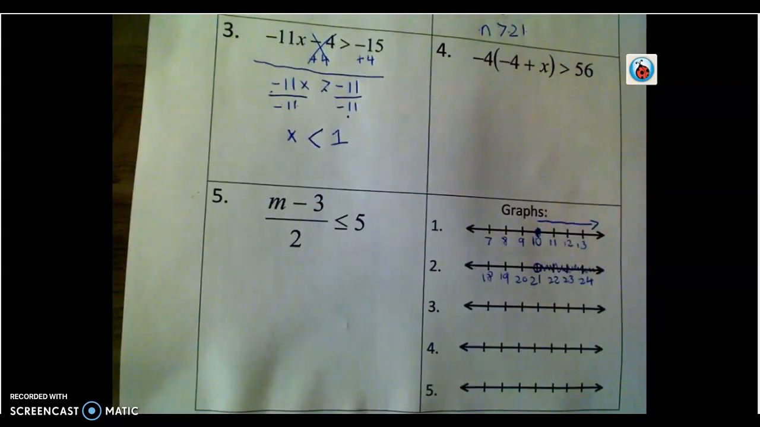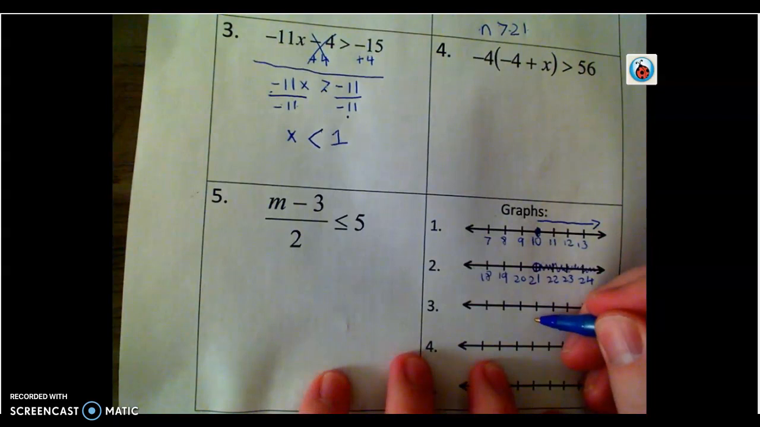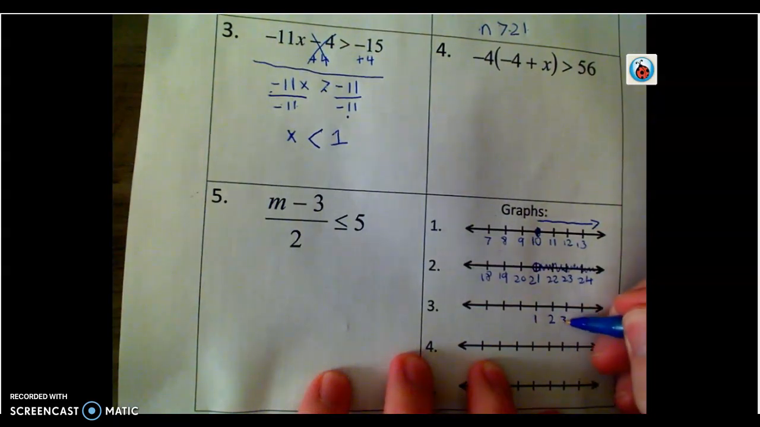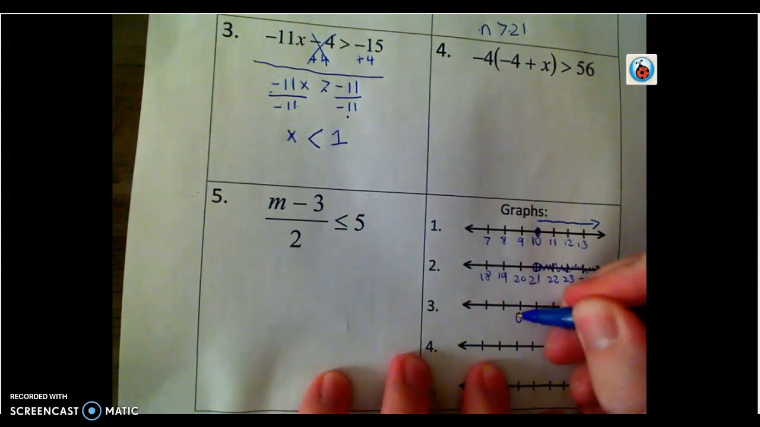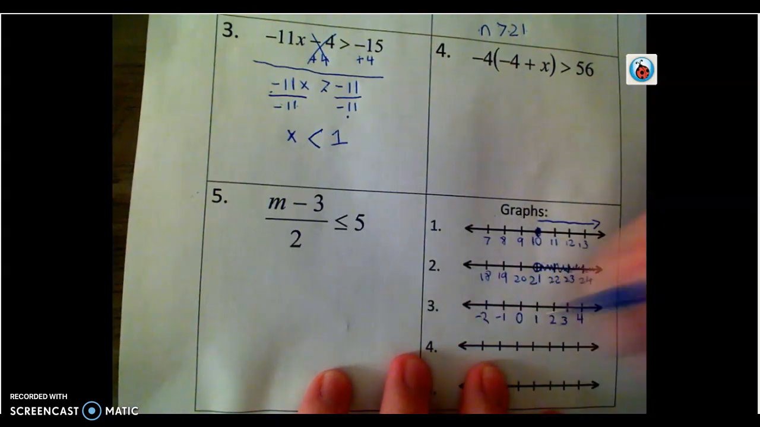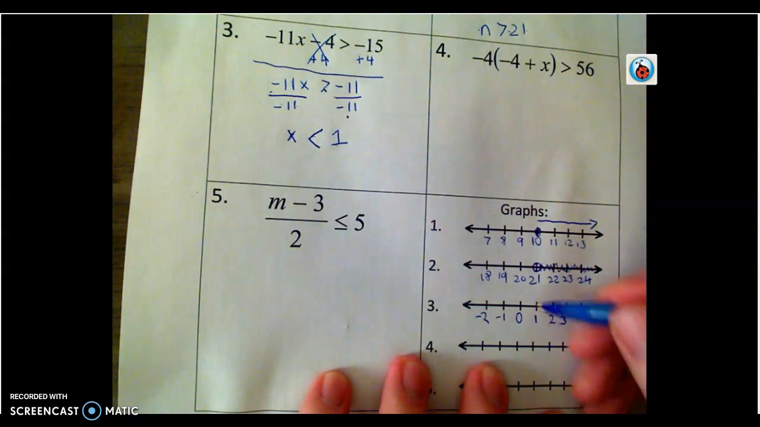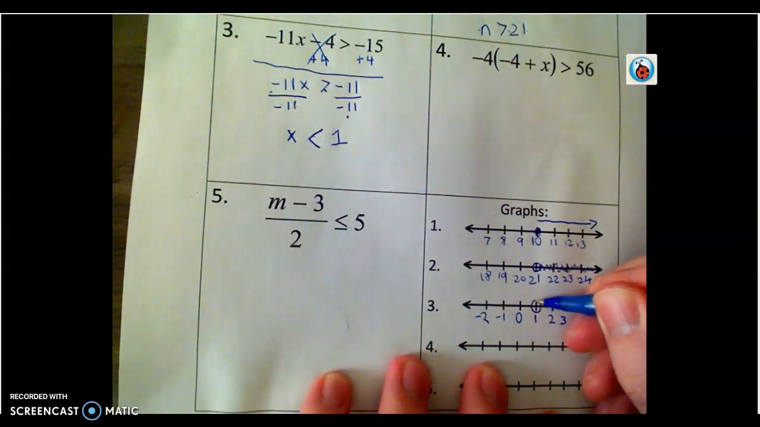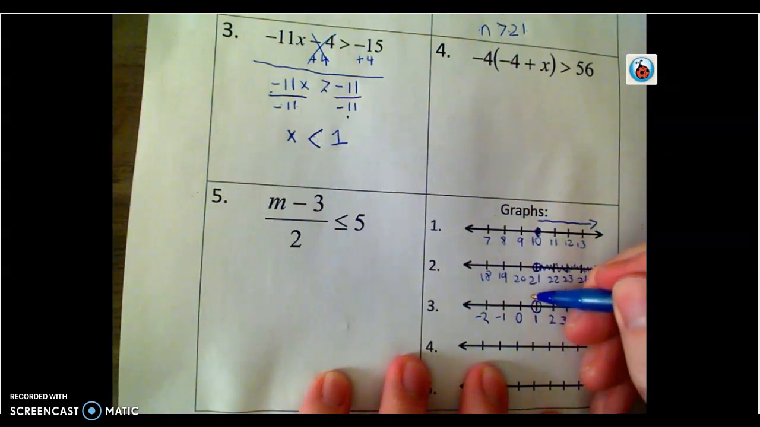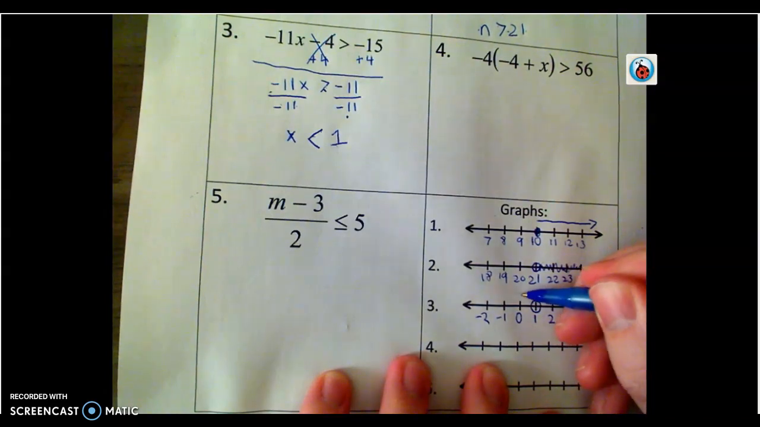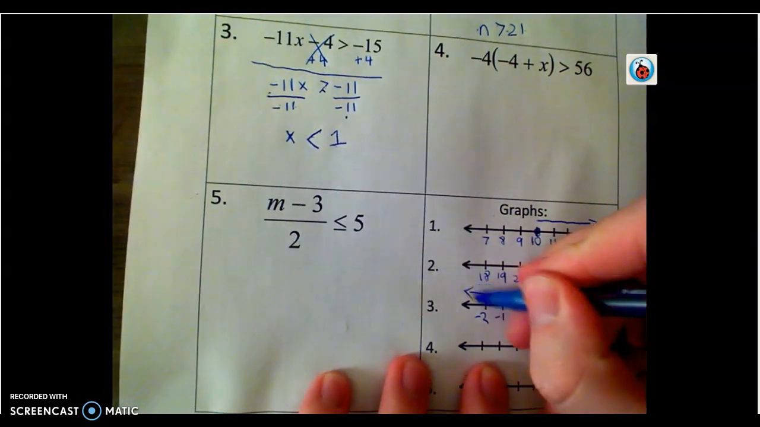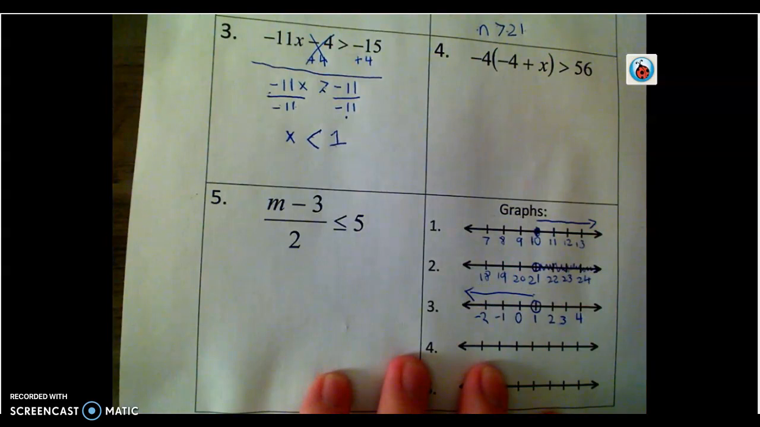Come down to graph number 3. Fill in my number line. My boundary point is positive 1, and it's a less than sign, so I need an open circle at positive 1. Graphing or shading to the left, it's everything less than 1.